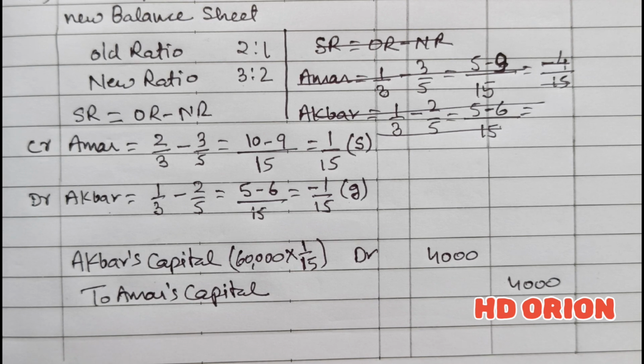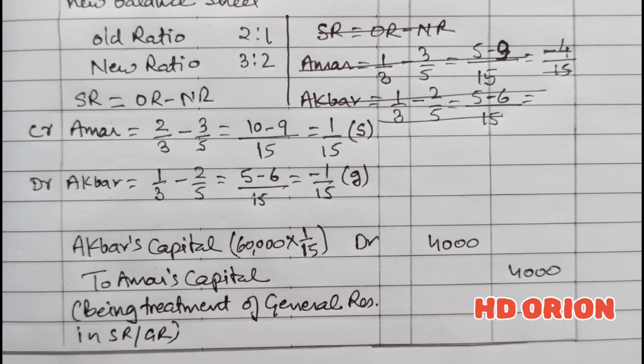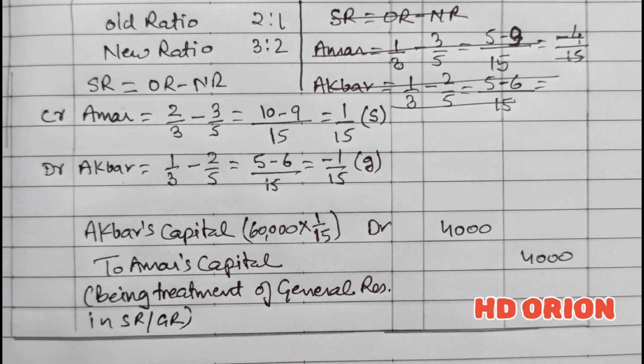At the same time, general reserve account is maintained as credit balance and it will be shown in the liability side of the new balance sheet. So this is the answer for this question.